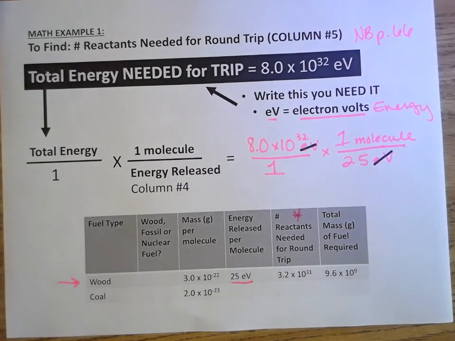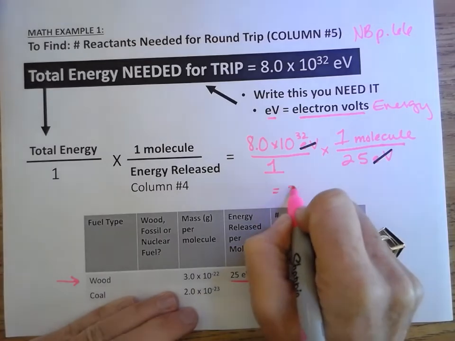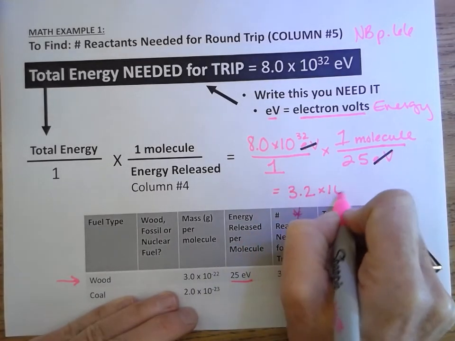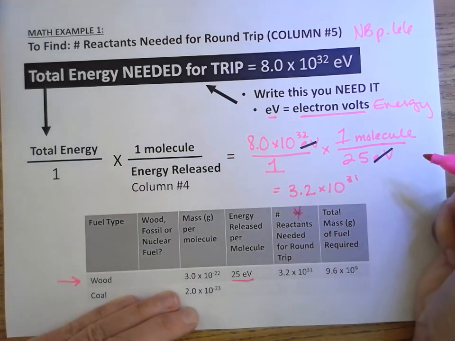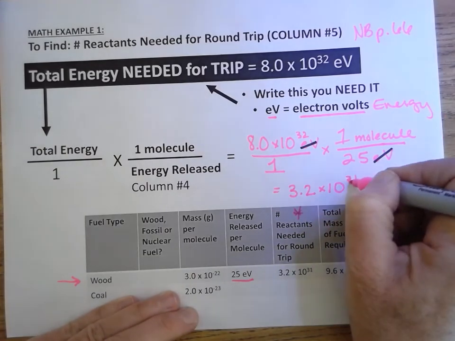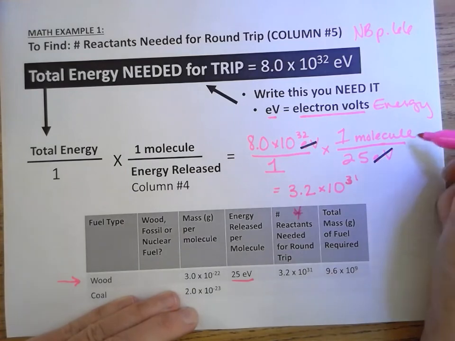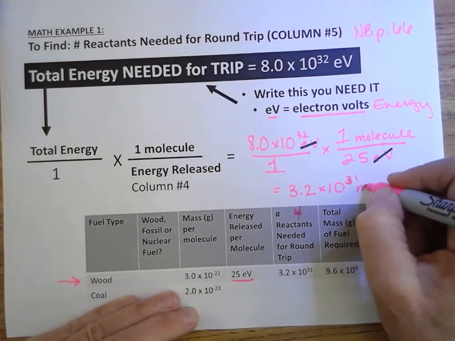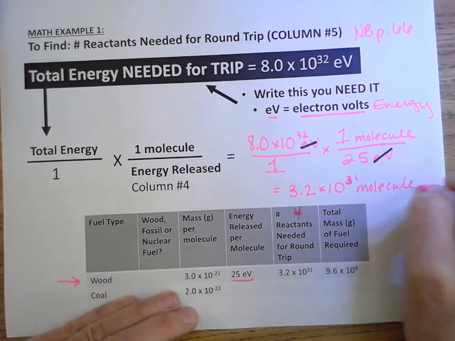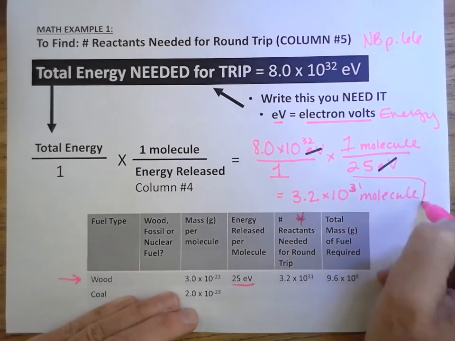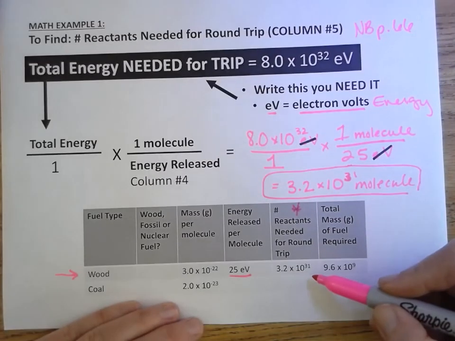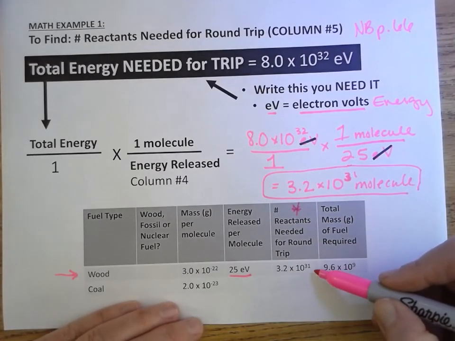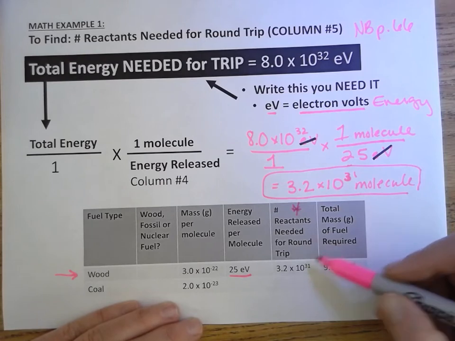And the answer that I get is 3.2 times 10 to the 31st. That is a 3. There you go. This is the only unit I have not canceled out, so that is my unit, molecule. And this is my answer. That is the same number they got, so we're good. And you will write your answer in column number 5.